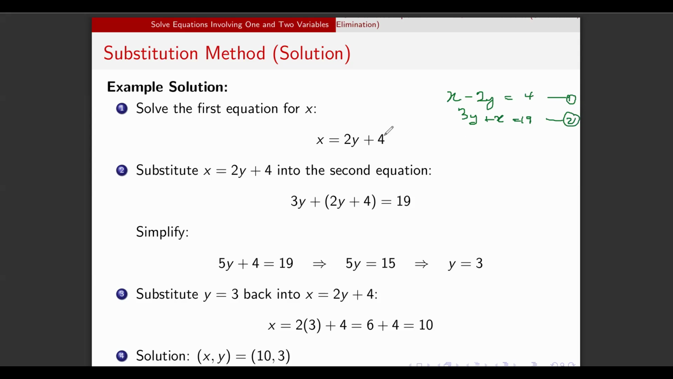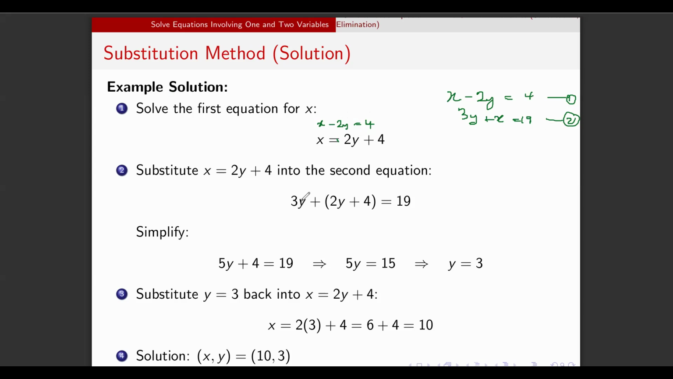So how do we solve? Let's solve the first equation for x. The first equation is x minus 2y equals 4. So I have to move the negative 2y to the other side to join 4. And that gives us x equals 2y plus 4. So this is after solving the first equation for x. Now I'm going to put x equals 2y plus 4 into the second equation.